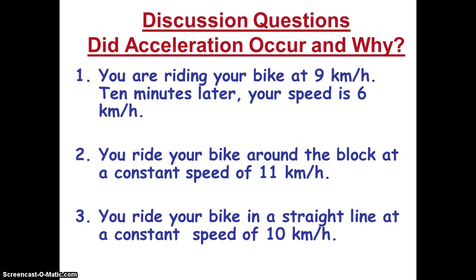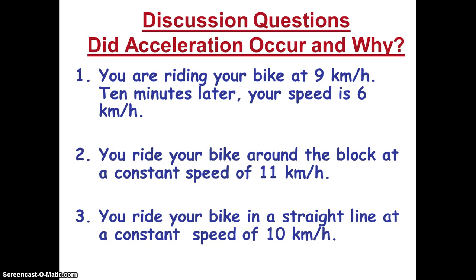Now you're not going to calculate acceleration this year, so you don't need to have the formula. Alright, now what you're going to do with these questions is you're going to think, did acceleration occur and why? Okay, you're going to write these on the exact same piece of paper that you did the others on. Number 1, you're riding your bike at 9 kilometers per hour. 10 minutes later, your speed is 6 kilometers per hour. Did acceleration occur?